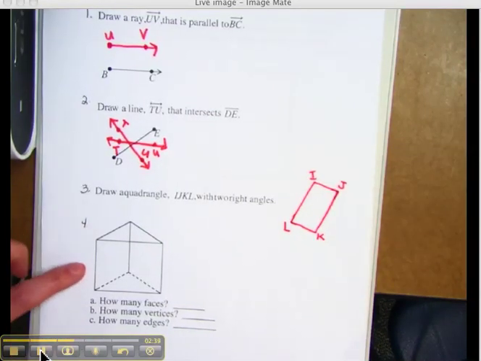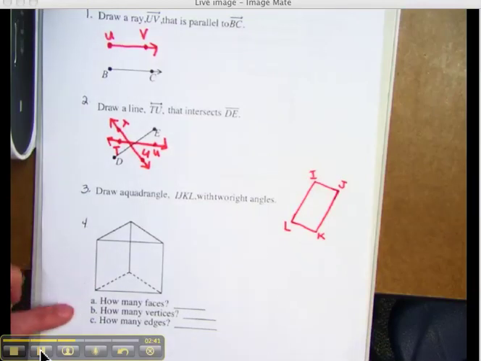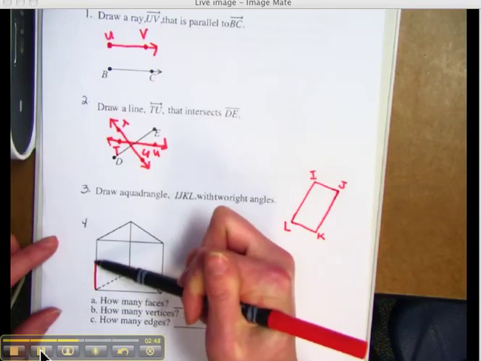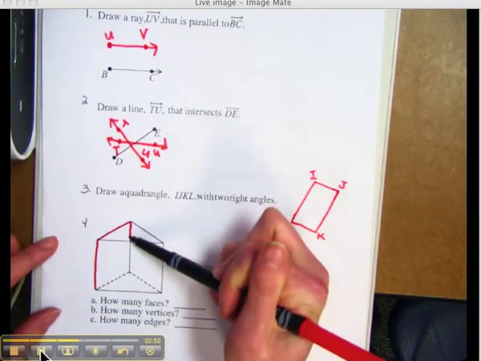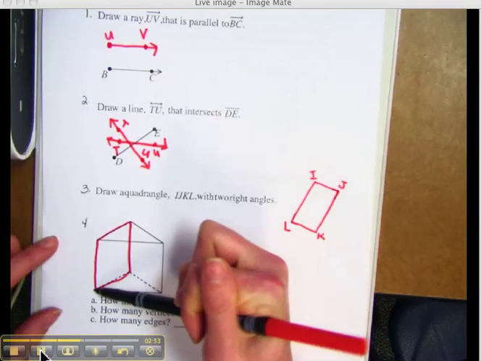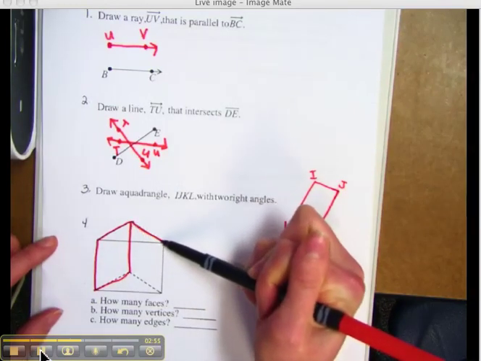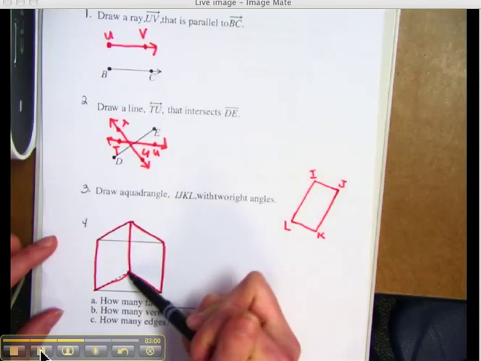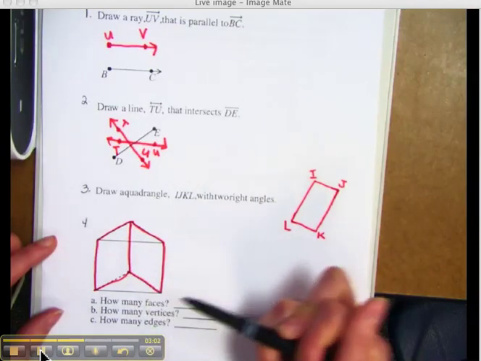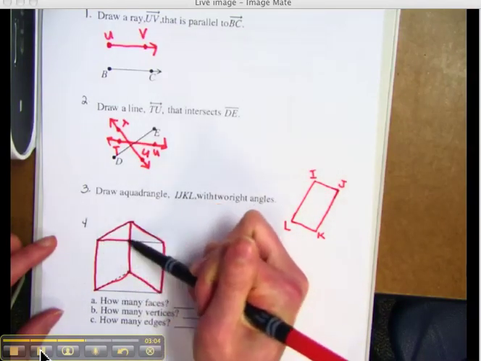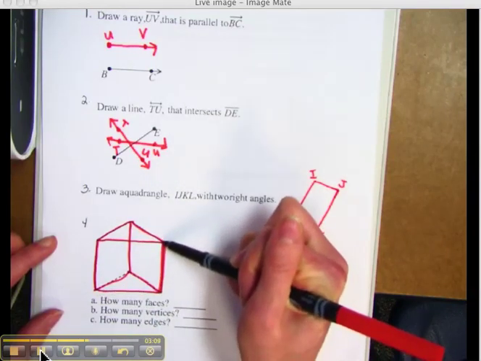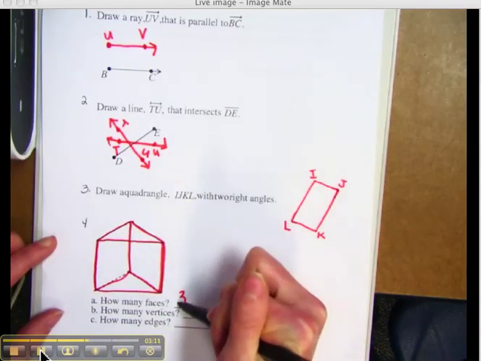Look at the shape under number 4. Letter A asks us how many faces. Let's trace the faces together. Here's one face, two faces, three faces. This shape has 3 faces.